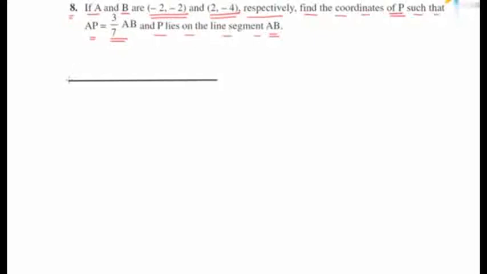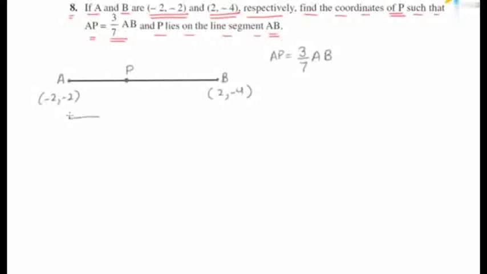So A and B, A is minus 2, minus 2, B is 2, minus 4, and there is a point P which lies on line segment AB. So let's say this is point P, such that AP is equal to 3 by 7 of AB. That is, AP is 3 by 7 of AB.